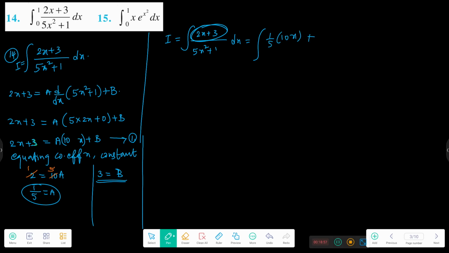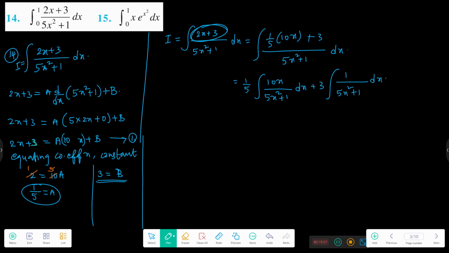Plus b. B means what, ma? 3. Whole divided by what we have? 5x square plus 1 into dx. No change in this. Now you can take the denominator, give it separately. 1 by 5 let it be outside: 10x divided by 5x square plus 1 into dx, plus 3 if you take outside, 1 divided by 5x square plus 1 into dx.